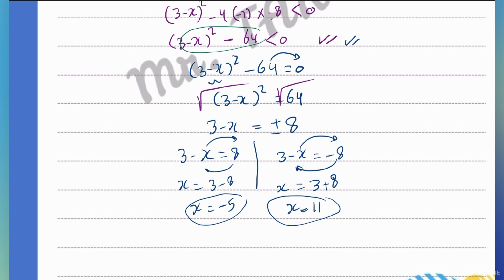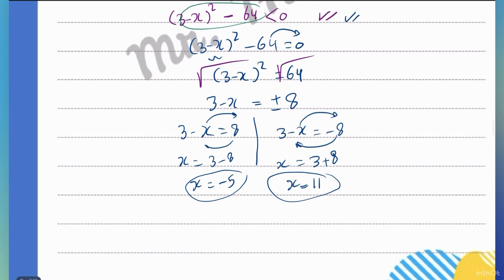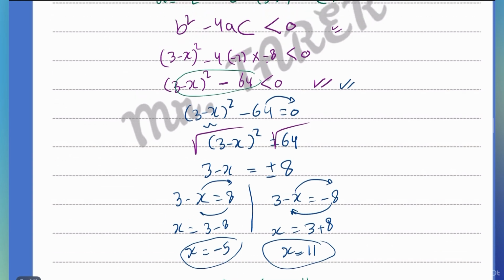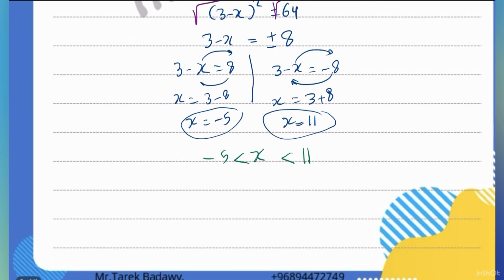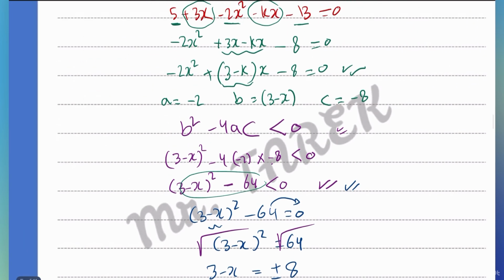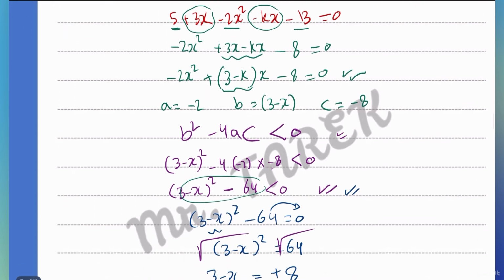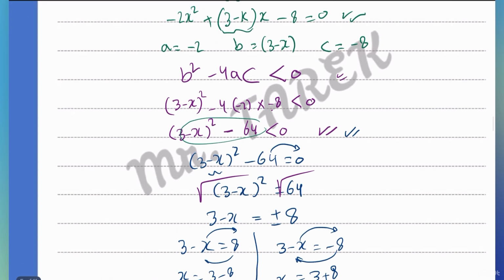And because this is smaller than zero, that means I need the negative values of x, once you substitute in the inequality. So the answer is supposed to be between negative 5 as the smallest number and 11. And make sure we don't have equal, so that is the answer. All the values between negative 5 and 11, if you substitute them in the exercise, you come up with the inequality being correct.